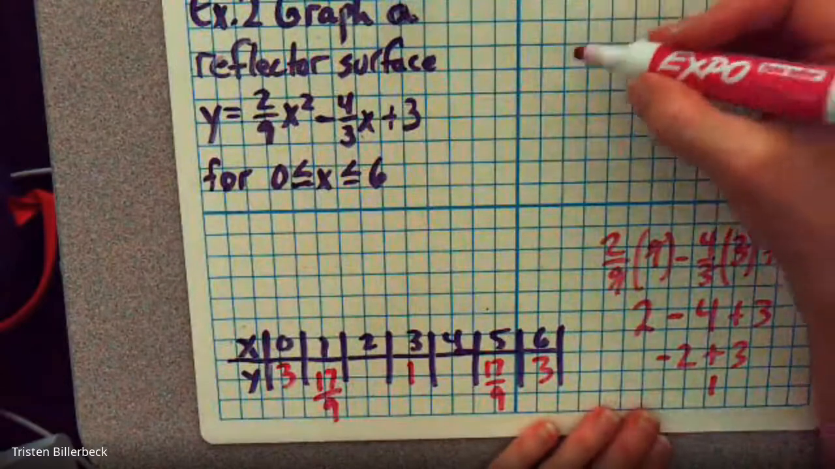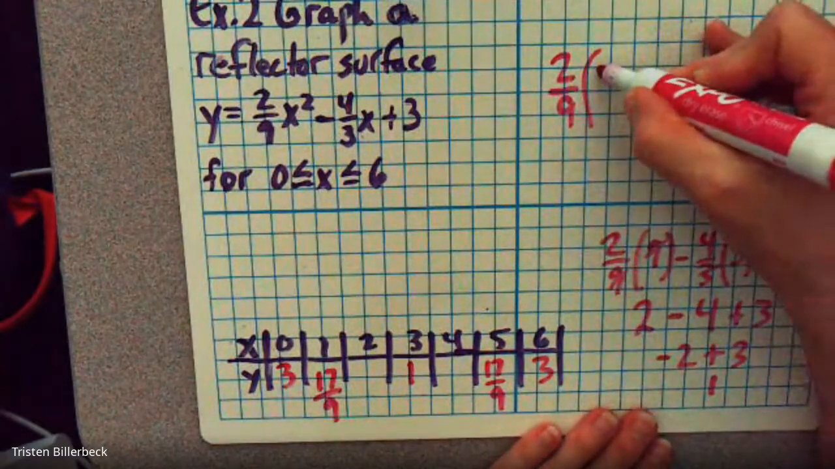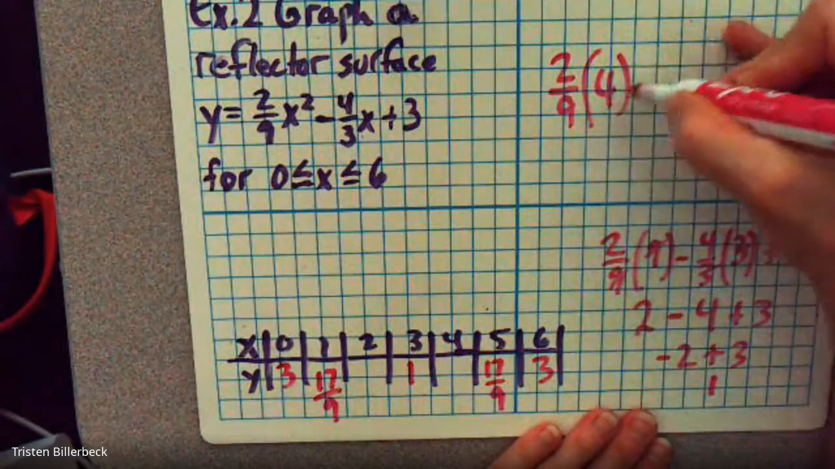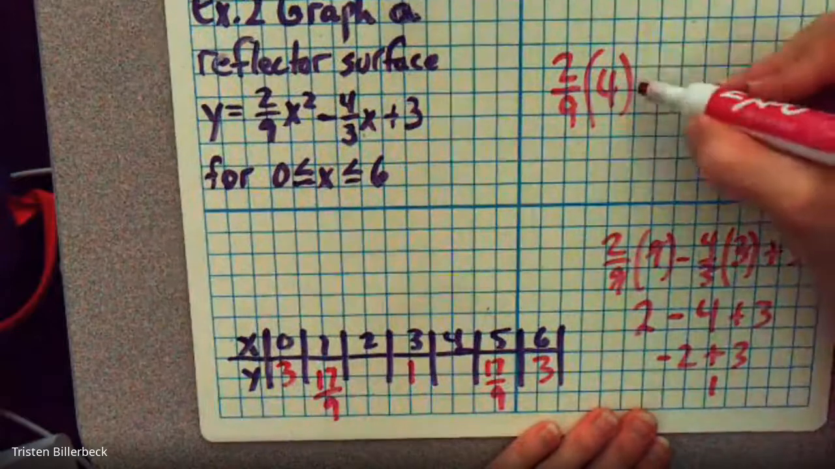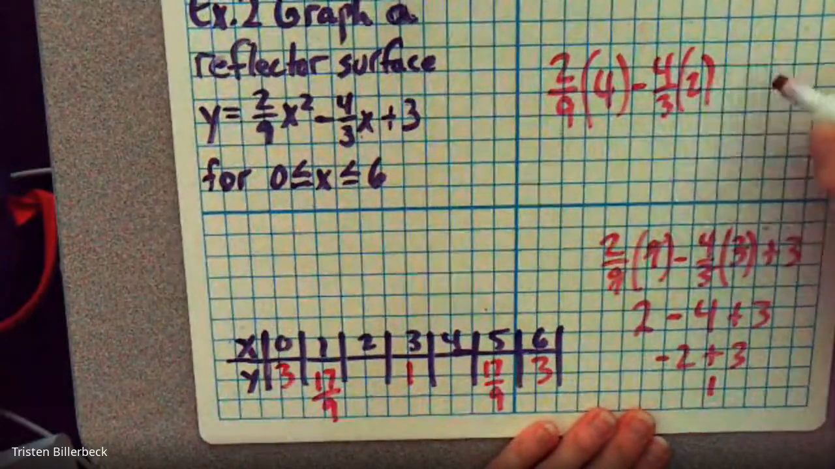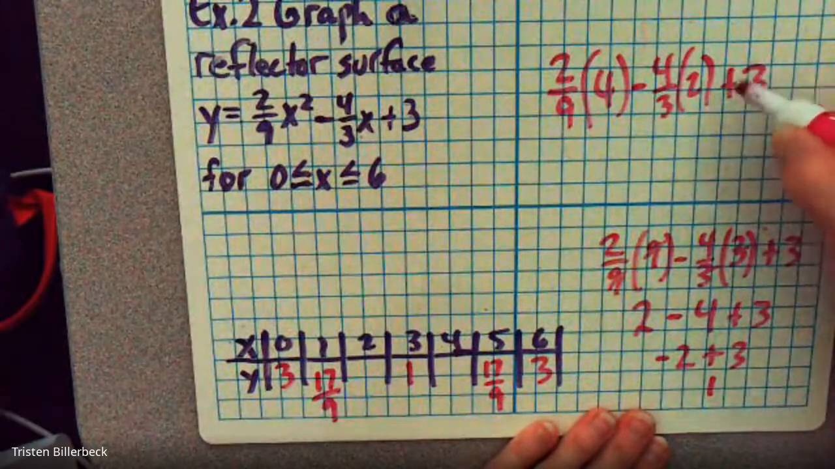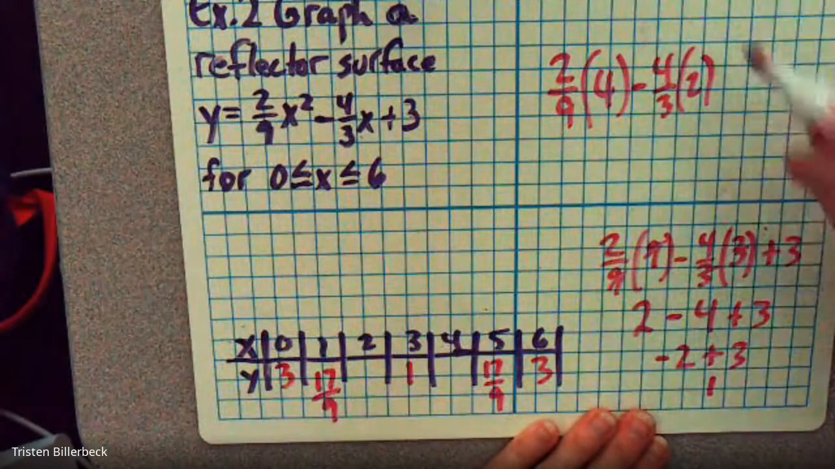Just to do it right. So we have 2/9 times 2 squared is 4, minus 4/3 times 2, plus 3. Okay, so we have to do the same thing, so we might as well do it now.